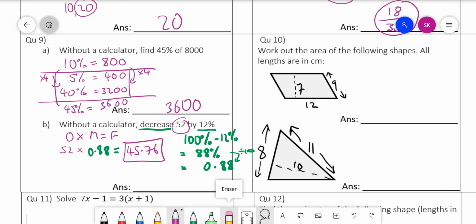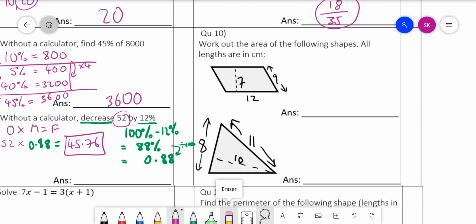Question 10a. Work out the area of the following shapes, all lengths are in centimeters. So this shape here is a parallelogram. Area of parallelogram, base times perpendicular height. The base of this is 12. The perpendicular height is 7. The red herring is 9.